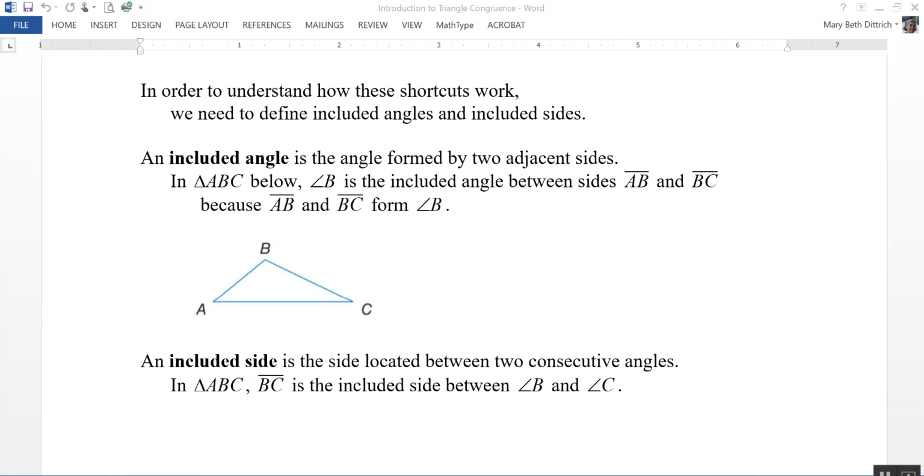So now I invite you to take a look at the next three discovery activities and learn some shortcuts to showing that two triangles are congruent to each other.